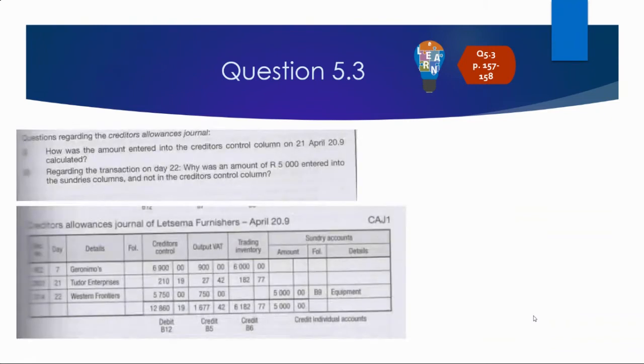Okay, let's look at the next one. So now we're moving on to our creditors allowance journal. What type of transactions do we record in our creditors allowance journal again? You can just type it in there in the chat function. So just to repeat the question, what type of transactions would we record in our creditors allowance journal?